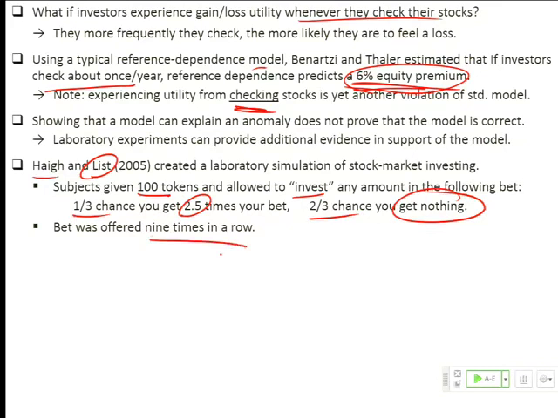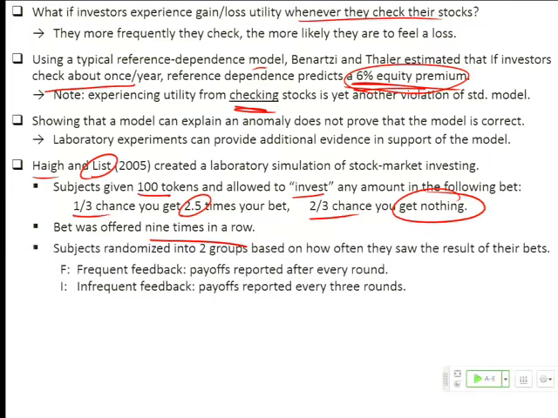And the bet was offered 9 times in a row. So you're being asked how much you want to invest in the opportunity to face this bet 9 times in a row, not how much for each bet. You're not being asked incrementally, do you want to make a bet again, do you want to make a bet again? You're being asked, how much do you want to invest in a string of 9 of these things? So this is like monthly returns or annual returns or something like that.